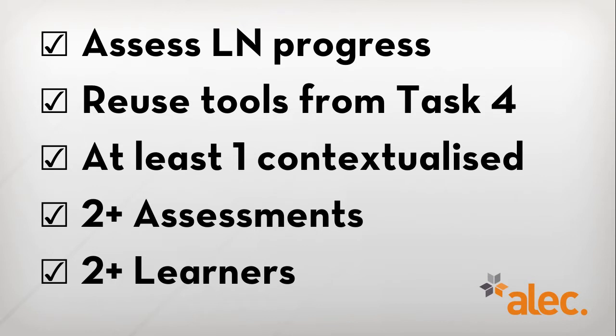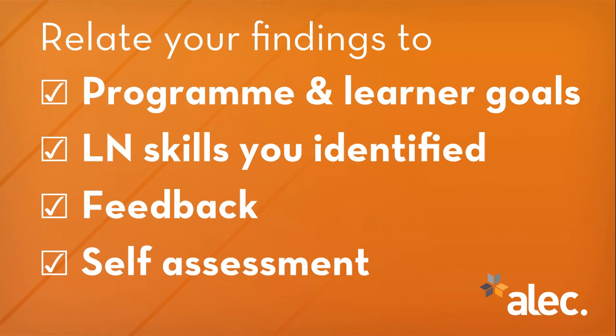Make sure you've got evidence for at least 2 learners as well. You can always do more than 2 learners, but we need a minimum of 2 learners to meet the standard. Relate your findings to your goals, your learners' goals and your program goals, and you do this in the template when you're writing up your results. And talk about the literacy and numeracy skills that you identified, whether you've seen any change or not. Talk about the kind of feedback that you've been giving your learners through the process, and where you have built in self-assessment tasks for your learners, talk about that as well.